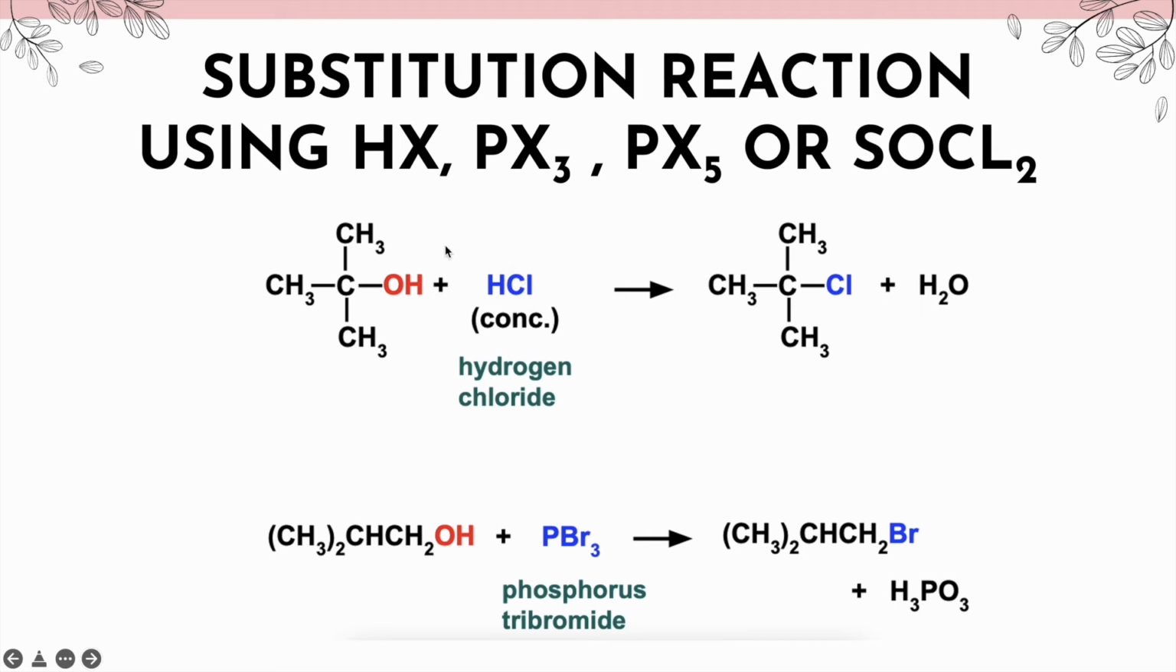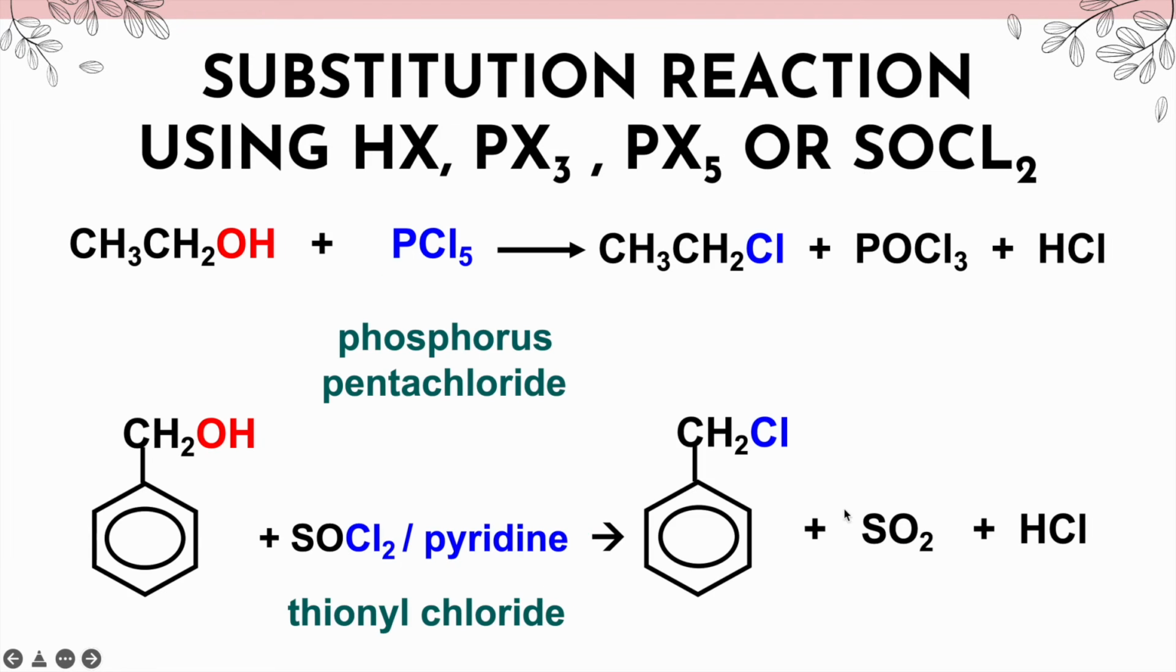This Cl over here will substitute the OH group, it becomes CCl, and the side product is water. Next, alcohol reacts with PBr3, this is PX3, the X can be Br or Cl. For example, here with PBr3, only one Br substitutes the OH group, giving CH2Br, and the side product is H3PO3. Next, if alcohol reacts with PCl5, only one Cl substitutes the OH group, giving CH2Cl. Side products are POCl3 and HCl.